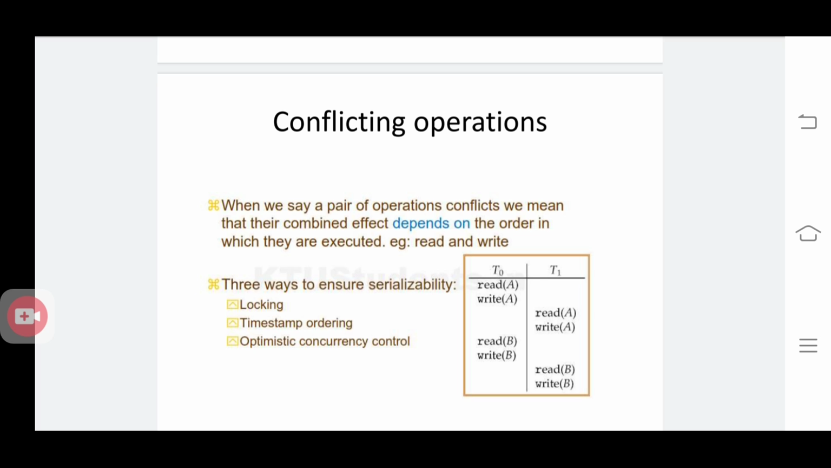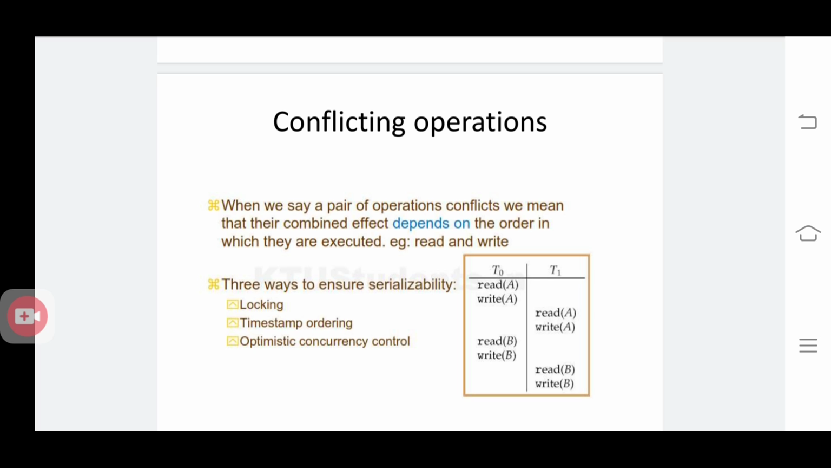Conflicting operations are a pair of operations whose combined effect depends upon the order in which they are executed. We have a pair of operations like read and write. Read means access the value of an object, and write changes its value. So both will affect the particular object, so it is a conflicting operation. The effect of an operation depends upon the other operations also. So they are known as conflicting operations.